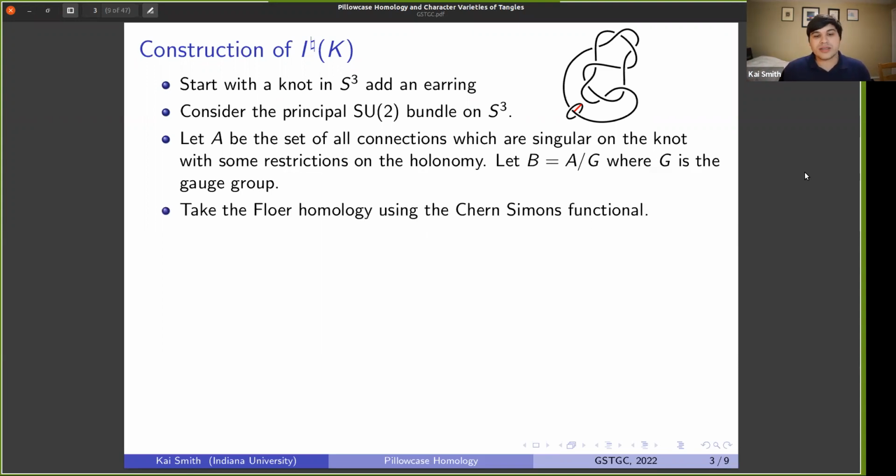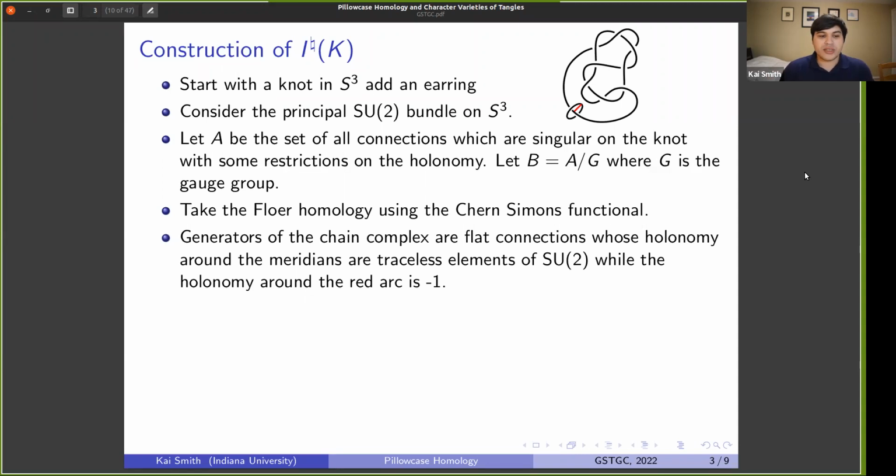So we're going to study our knot by instead studying this infinite dimensional space of connections mod gauge. And we're going to study that space using Floer homology, which is sort of an infinite dimensional analog of Morse theory. And what's playing the role of our Morse function will be something called the Chern-Simons functional.